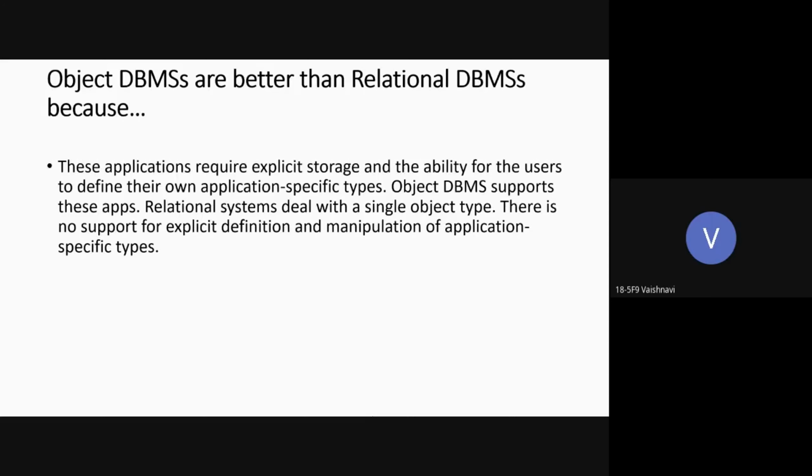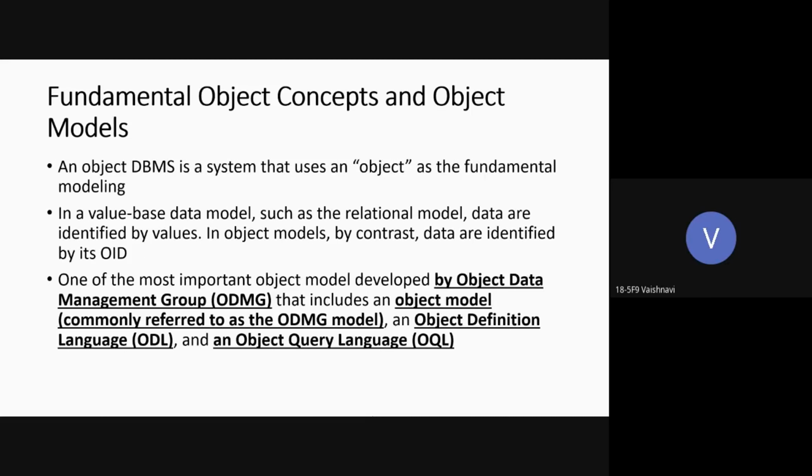Value-based data model is nothing but the relational model. They are identified by values, whereas object DBMS are identified by its OIDs. OIDs we will be looking at further. Okay, the fundamental object concepts and object models.